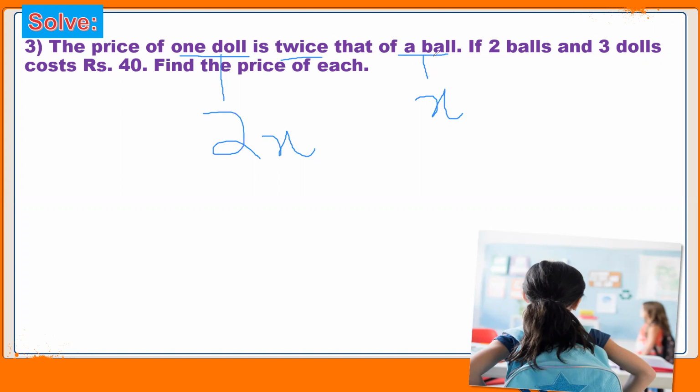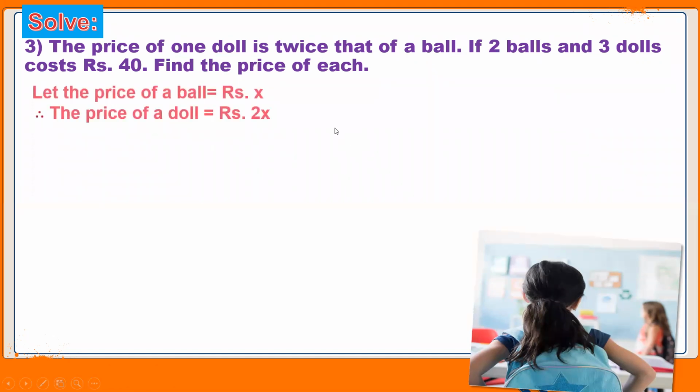That is, if we suppose the price of a ball is x, the price of a doll becomes twice, 2x. If the price of a ball is 5 rupees, the price of a doll is double, twice, that means 10 rupees. Is it clear? So first we have to suppose: let the price of a ball be rupees x, and therefore, this is the symbol for therefore, the price of a doll is equal to 2x.